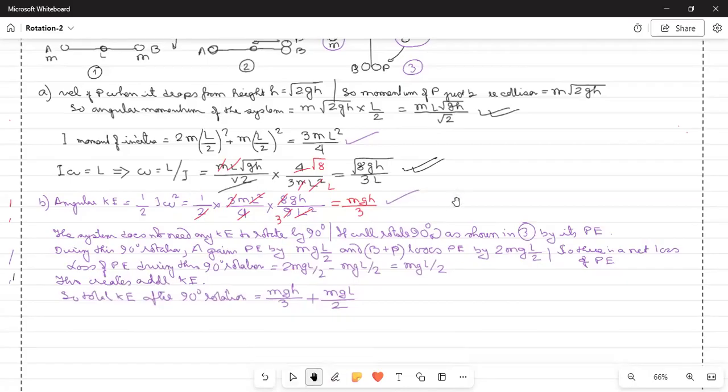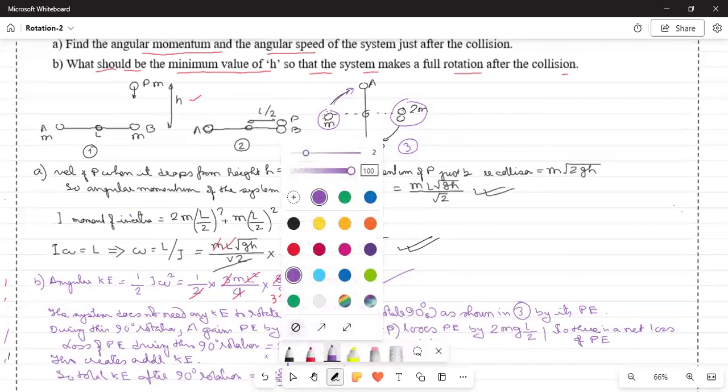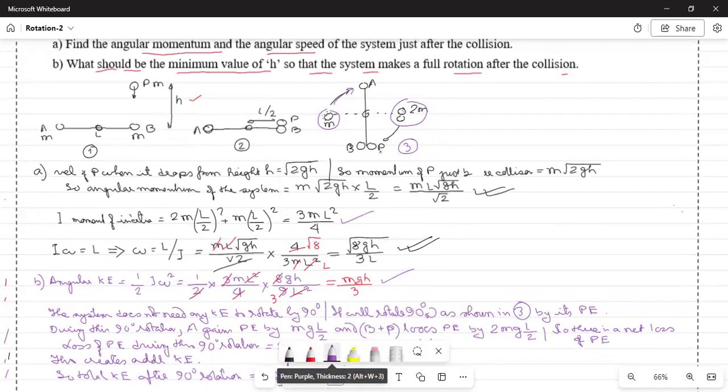Now, look at the system once again. That's why I said this question is very interesting. This is situation 3. Now, at this situation 3, if it has no energy left, then obviously the dumbbell will rest in this condition. The heavier part will hang downward and the lighter part will go upward. But it has a kinetic energy. With this kinetic energy, it will try to keep rotating.